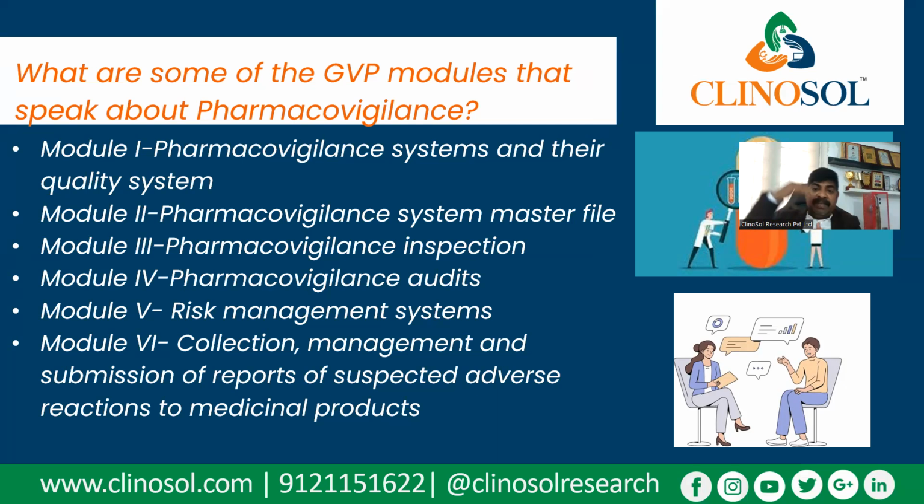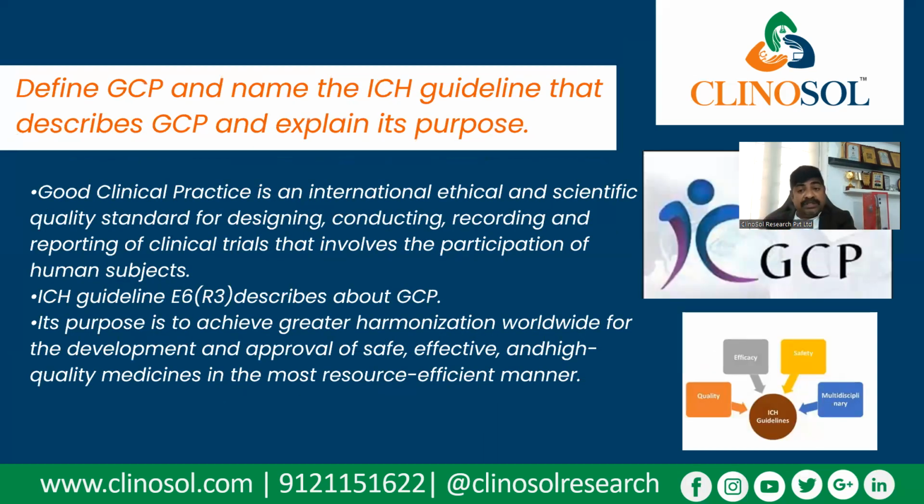As with ICH E2, we have GVP modules also, which are used for conducting pharmacovigilance. And we should remember some of the very important modules in GVP. The first speaks about pharmacovigilance systems and their quality management systems. Module 2 speaks about the pharmacovigilance system master file. Module 3 speaks about pharmacovigilance inspection. Module 4 speaks about pharmacovigilance audits, and Module 5 speaks about risk management systems. Module 6 covers collection, management, and submission of reports of suspected adverse drug reactions to the medicinal product. So these are some modules used in GVP.